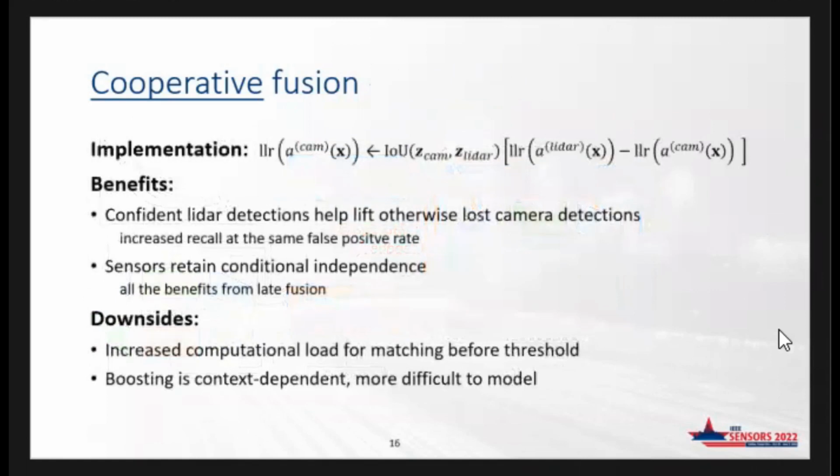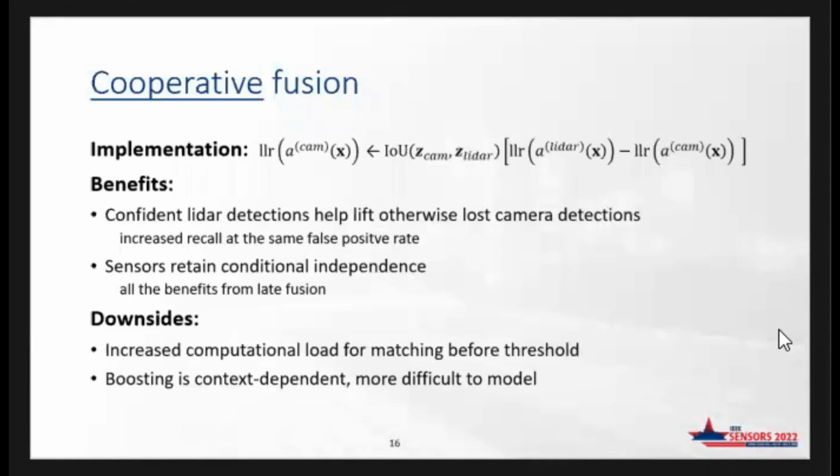So this is how the log likelihood ratio of the camera is implemented, by using the intersection over union with strong Lidar objects. So the benefit of this technique is, as I said, the confident Lidar detections lift the otherwise lost camera detections in areas of poor lighting or low contrast. So this means that we increase the recall at the same false positive rate. So we don't produce more clutter, but we pick up more objects from the camera.